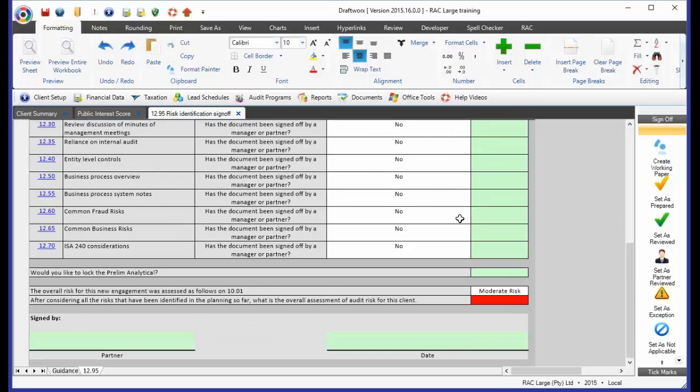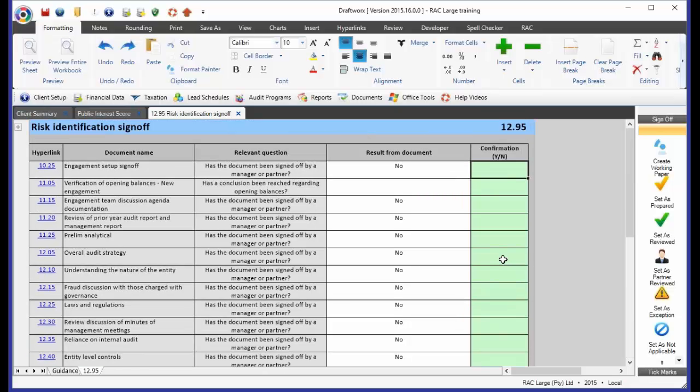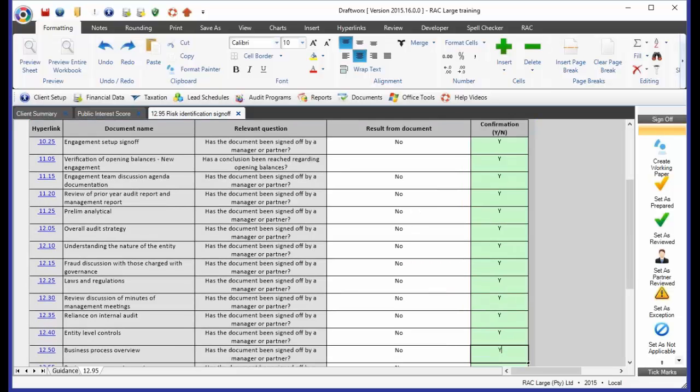The very important thing about this document is 12.95 is kind of a decision point which will allow or disallow the ability to populate audit programs. As I said in the beginning, audit programs don't automatically appear within RAC. You actually need to populate them. But you need to actually go and have done a reasonable amount of the planning in terms of identifying the correct components before we know which audit programs to even go and put in to the audit file. Now, if you are in a position where you do need those audit programs urgently, even though you say here that the document has not been signed off, you can go and say yes in each of these blocks, and you will still be able to go and populate the audit programs.